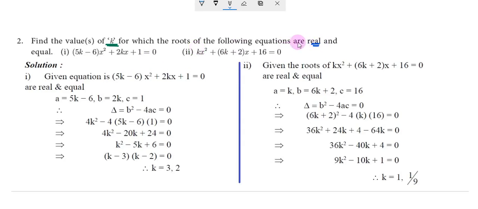Roots are real and equal means its nature, right? Then what will del be equal to? Am I right? Roots are real and equal means del value equal to 0. So we don't want to find the nature of roots because the nature they have given already. For both sum subdivision 1 and subdivision 2, del value equal to 0 they have given. Understood?